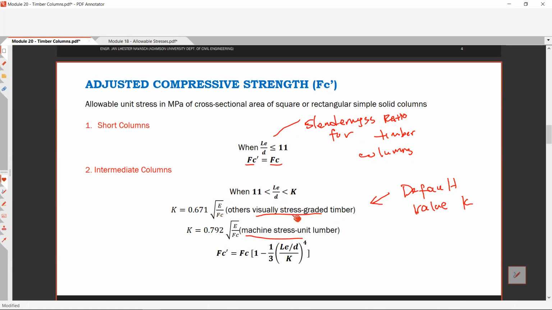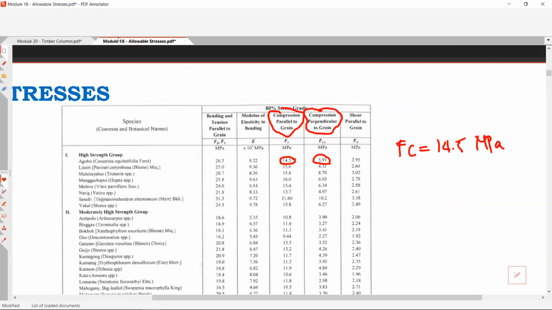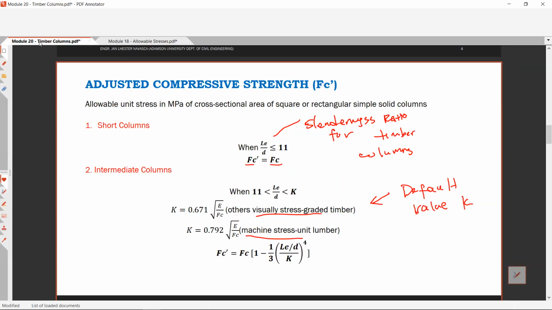So our K, when visually stress graded, is equal to 0.671 square root of E over FC. Okay, so what is E? Our E is the modulus of elasticity of your timber and FC is the compressive stress capacity parallel to the grain of your timber. This is what we are talking about: 14.5 when parallel to the grain.